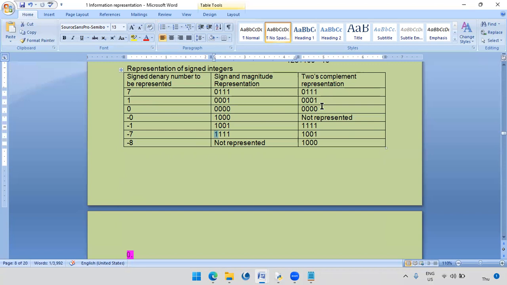Then the two's complement representation, the same thing. Why is that? Because of that green and purple rule: no two's complement conversion for positive numbers. So the first 3 numbers are the same: 0, 0, 0, 1, 0, 0, 0, 0. And minus 0 is not represented. Same problem there. I'll tell you how this is done.